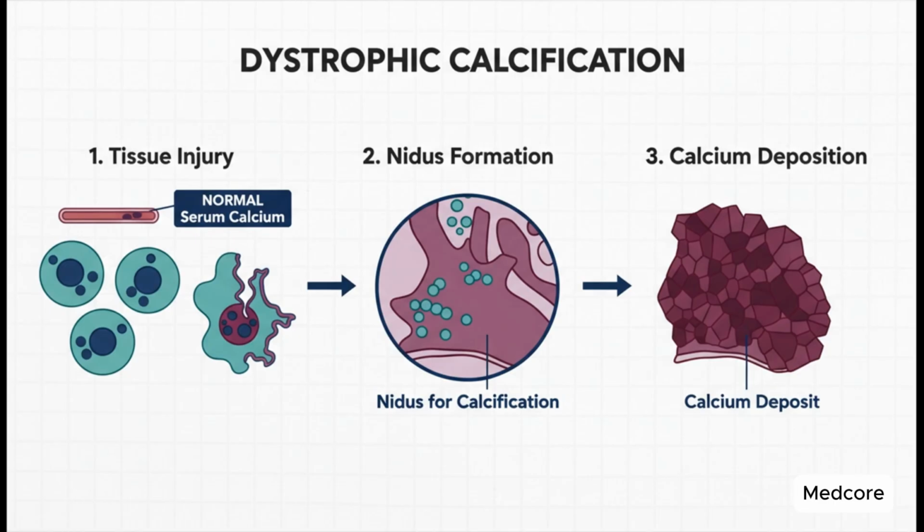Think of it this way. Dying cells just can't regulate their internal calcium anymore. Their damaged membranes become this perfect little starting point. We call it a nidus for calcification to begin. A nidus is just a little nest, a focus where the whole process kicks off. And from there, calcium salts from the fluid all around it can just start to precipitate and build up.